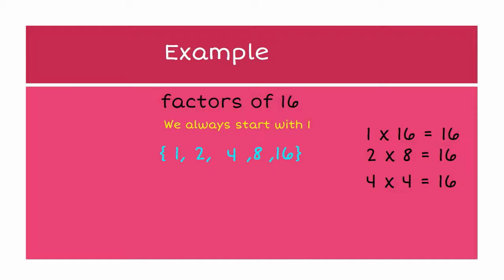Once we multiply a number by itself, like 4 times 4, we know we have found all the factors because there's nothing else in between. So all the factors of 16 would be 1, 2, 4, 8, and 16.